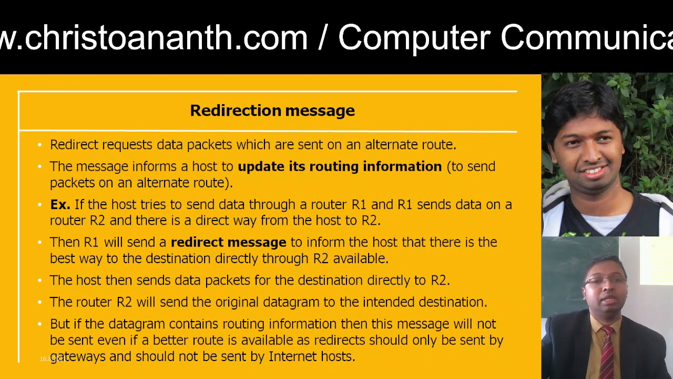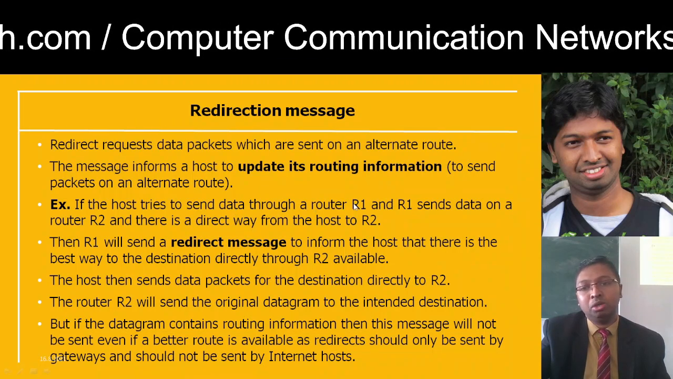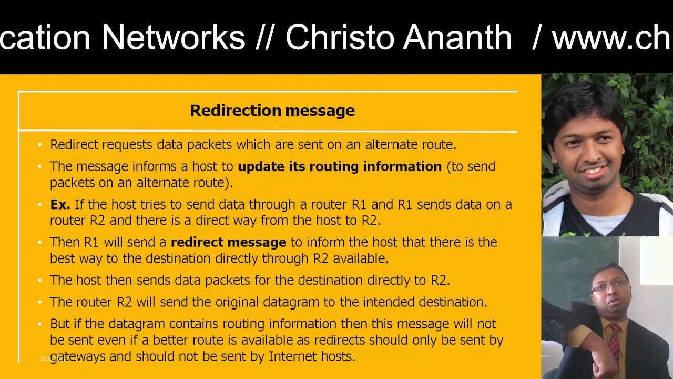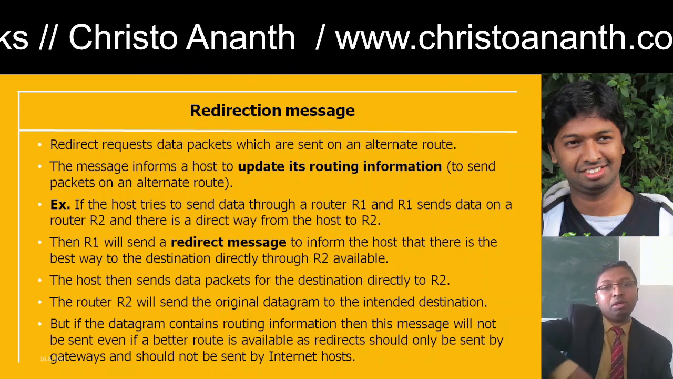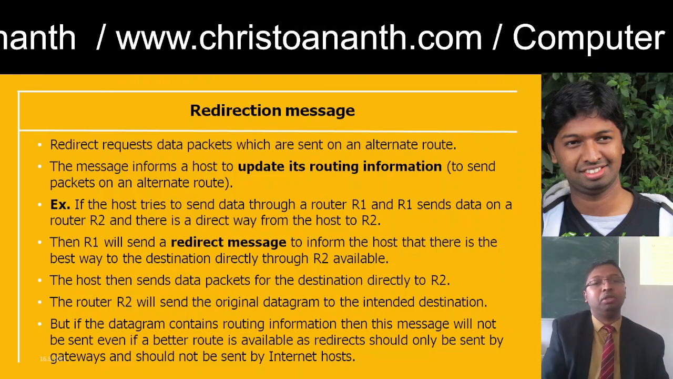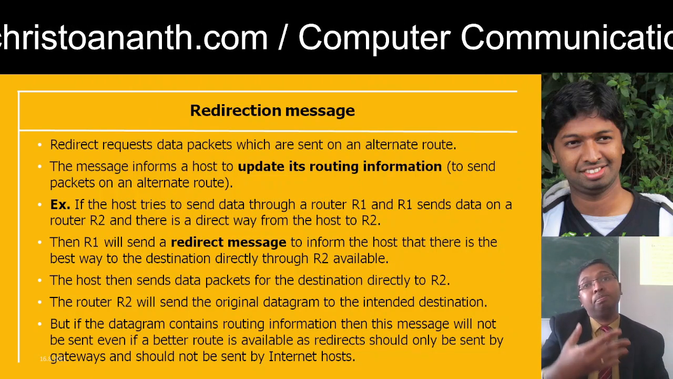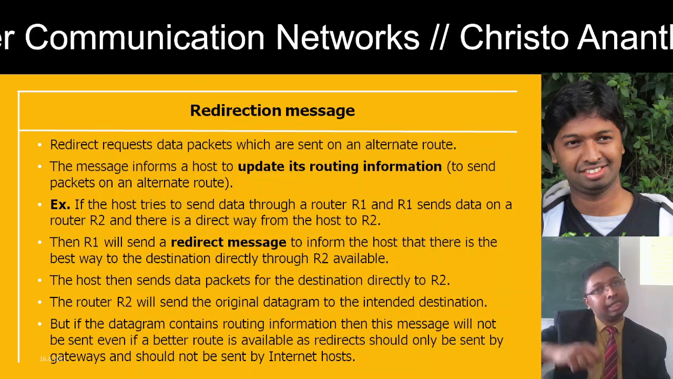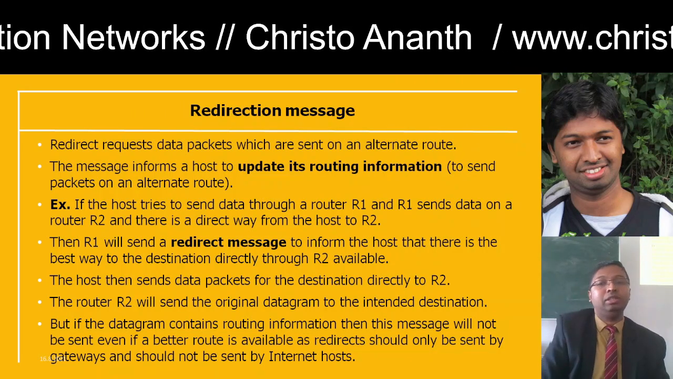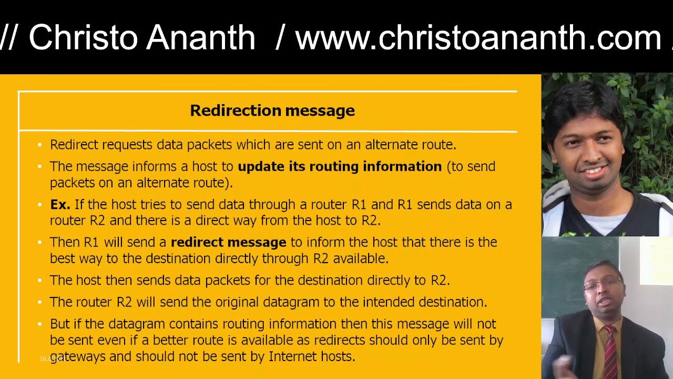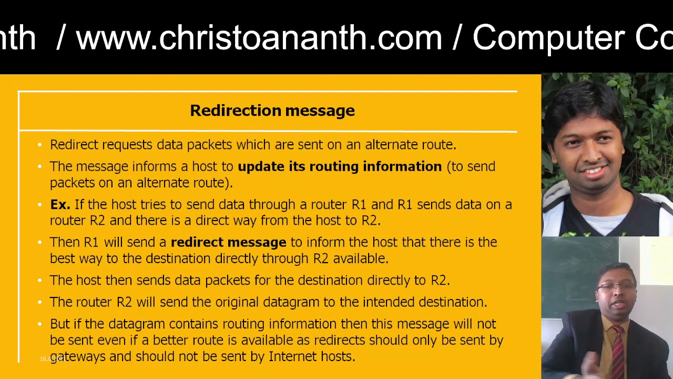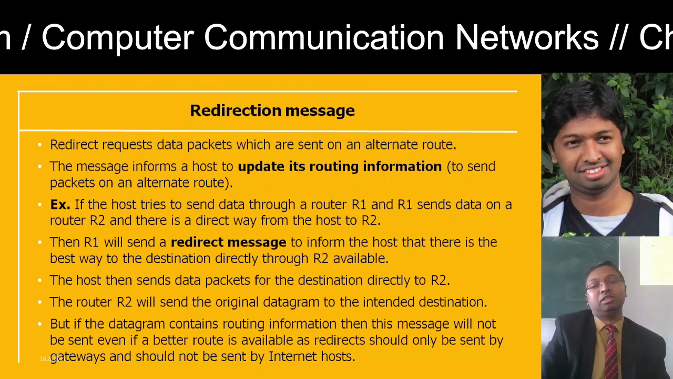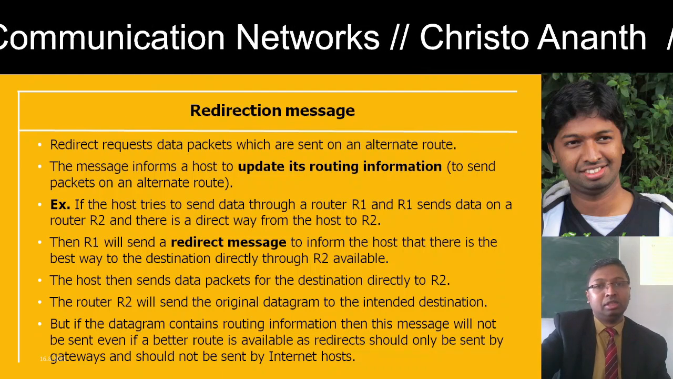For example, if the host tries to send data through router R1, and R1 sends the data to R2, but there is a direct way from the host to R2, R1 will send a redirect message to inform the host that there is a better way to reach the destination directly through R2. So the host sends the data packet for the destination directly to R2. R2 will send the original datagram to the destination, and if the datagram contains routing information, the message will not be sent again, it will be sent across the best route.